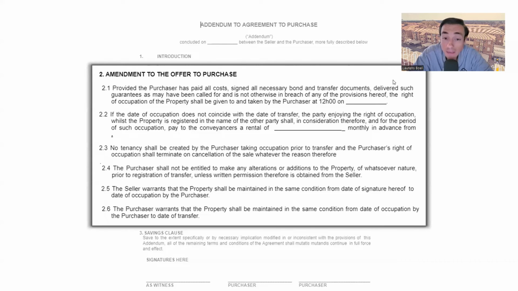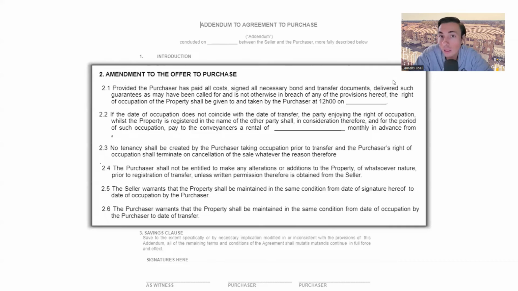The purchaser shall not be entitled to make any alterations or additions to the property of whatever nature prior to registration unless written permission is obtained by the seller. Now, the reason why we were okay with that clause is because we weren't going to renovate the property. It was already catered for student accommodation.